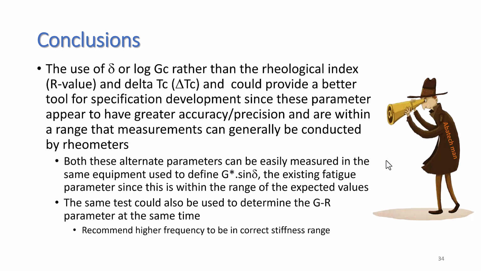And we have to acknowledge Pavel, Chris, and his work in pointing us in that direction. Both of those alternate parameters can be easily measured in the same equipment that we are currently using to define G star times sine delta. So 8mm DSR measurements give us those parameters. We can use the same methods and procedure to determine the Glover-Rowe parameter at the same time. And my suggestion is that we use 10 radians per second and we work in that correct stiffness region.